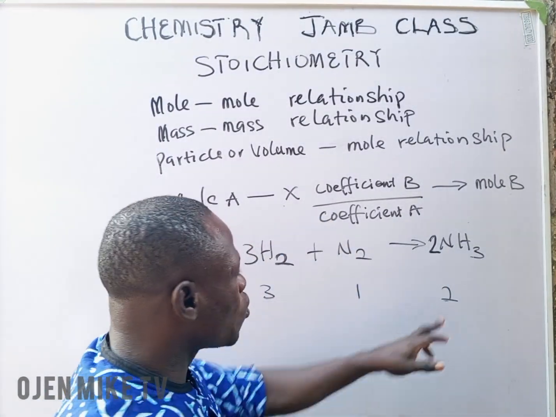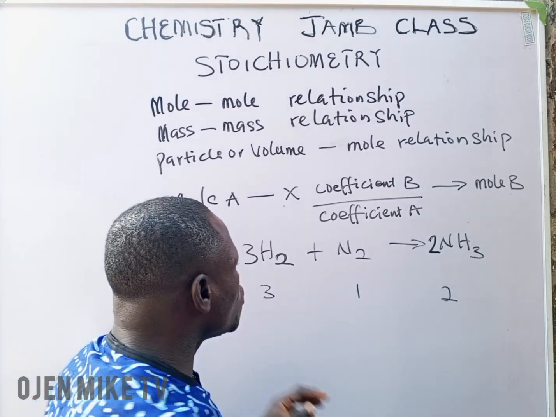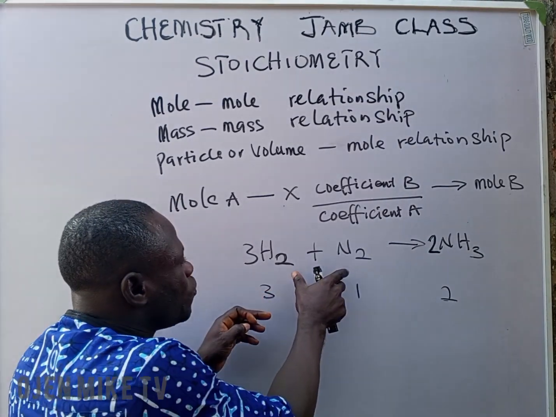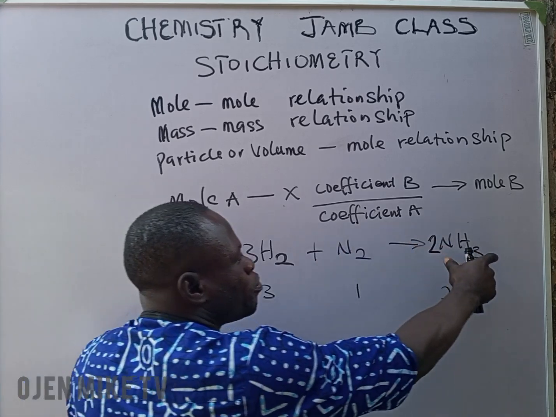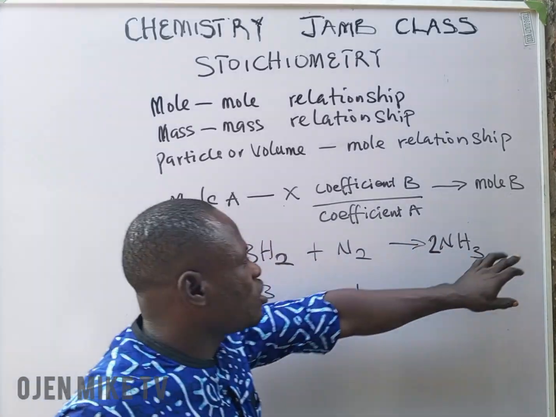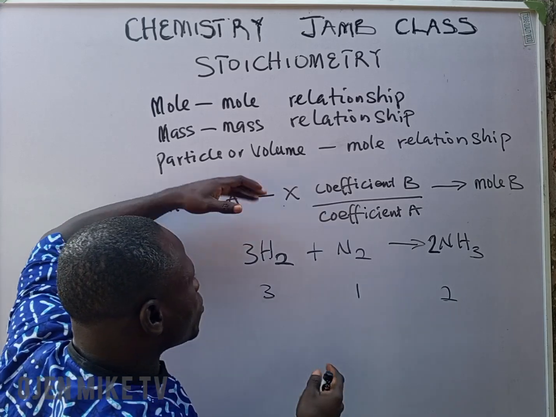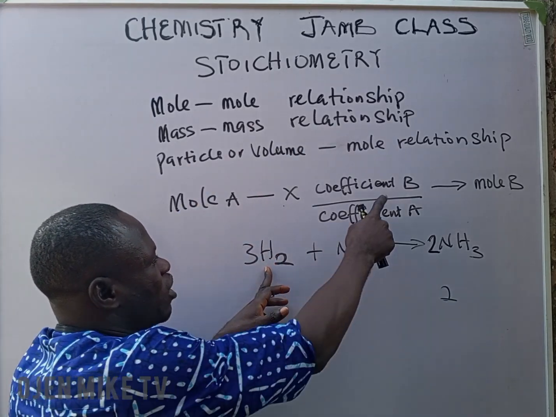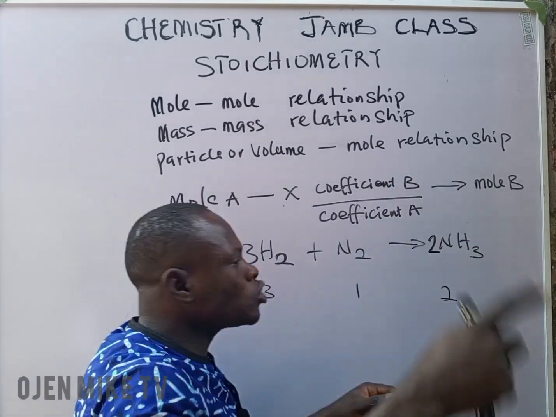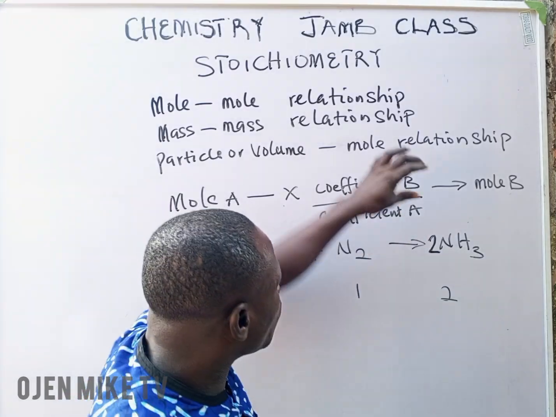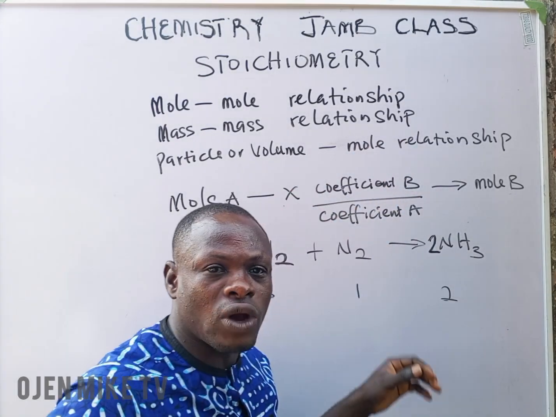This is what we call the coefficient. Are you following? So this is the coefficient of A, the coefficient of the reactant, and for the product it is the coefficient of B. So the coefficient is the mole of A. Maybe they will give you the coefficient of B, and that is what you are asked to find. Remember, don't forget this: what is on top is what you are asked to find.